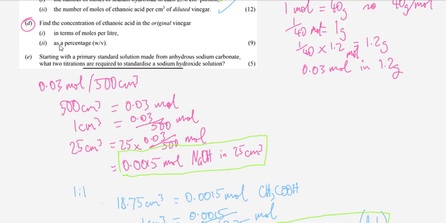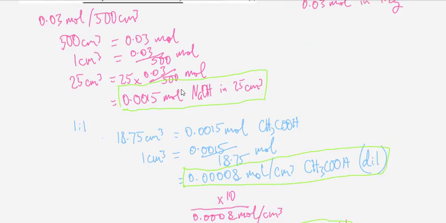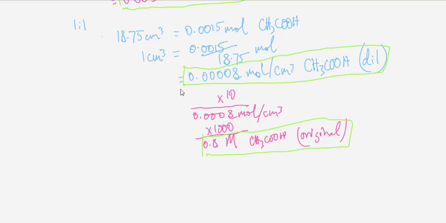And then part 2 is as a percentage weight per volume. So this is 0.8 moles per 1,000 centimeters cubed. For percentage, we want it in 100 centimeters cubed. So we divide by 10. That'll give us 0.08 moles in 100 centimeters cubed.